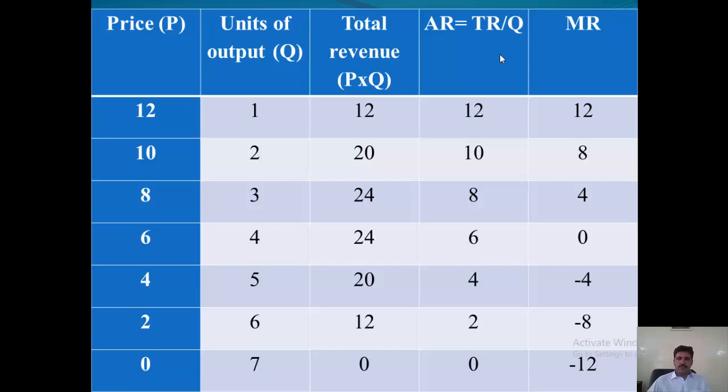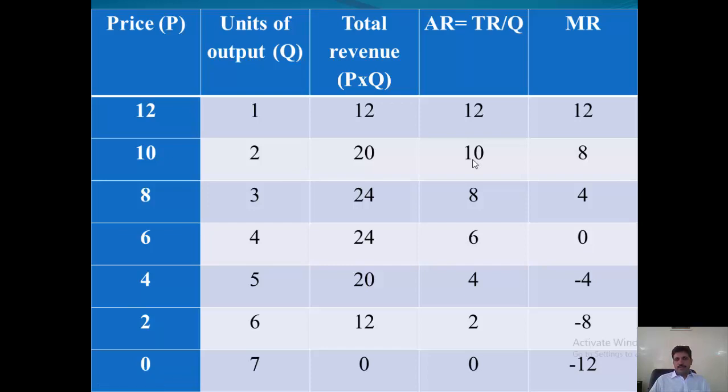The fourth column shows average revenue. Average revenue is what you get if you divide the total revenue by the quantity. So we divide column number 3 by column number 2. So 12 by 1, 12; 20 by 2, 10; 24 by 3, 8; 24 by 4, 6; 20 by 5, 4, and so on. And you see a downward trend in the average revenue.